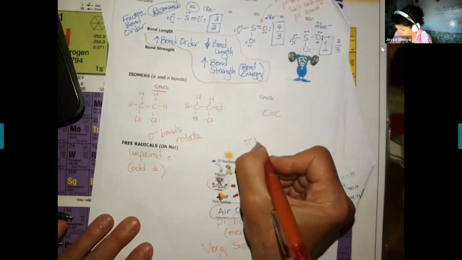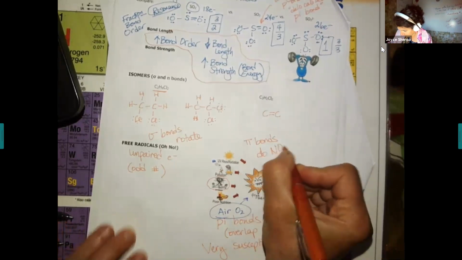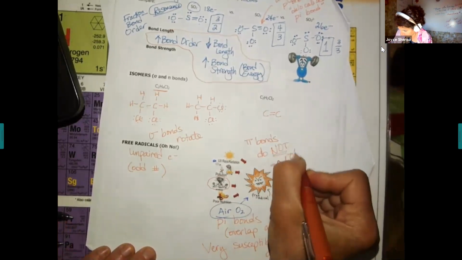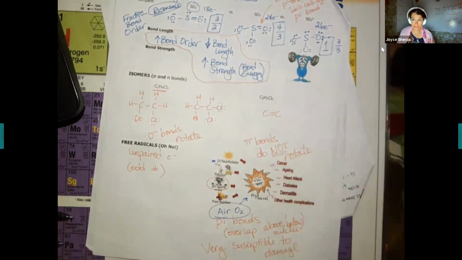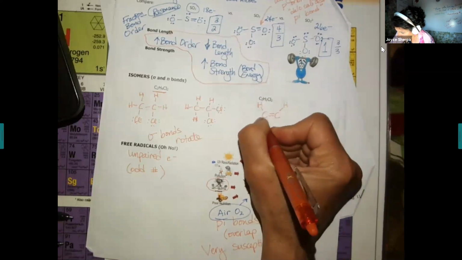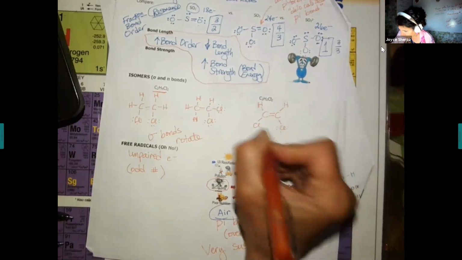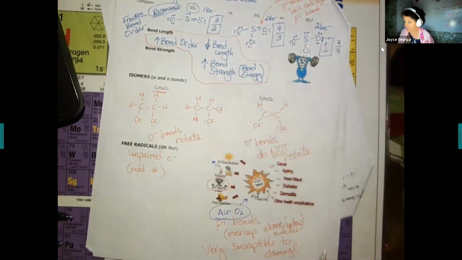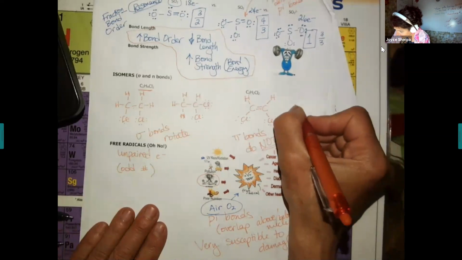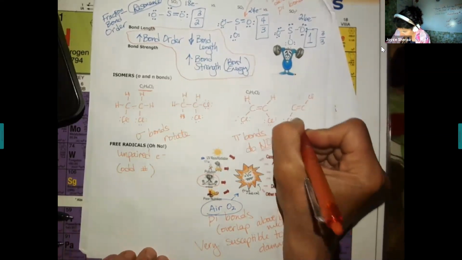Pi bonds do not rotate. No rotation. They're stuck. That means there's 3 ways we can draw this. We can draw, what did I do? Chlorine. So you can put your dots on your chlorine. That is not the same as this guy.